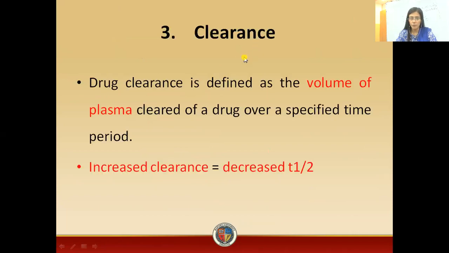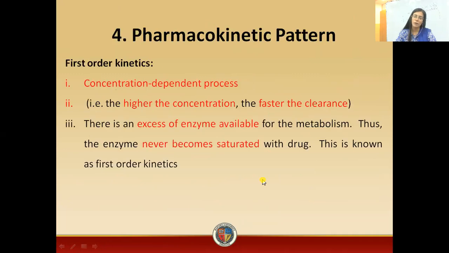Now coming towards the clearance. What is clearance? Drug clearance is defined as volume of plasma cleared of drug over a specified time. So increased clearance actually represents decreased plasma half-life of a drug. Now coming towards the main factor, that is the pharmacokinetic pattern. There we have discussed first order kinetics and zero order kinetics. We have already discussed these orders of kinetics in our video lecture of drug clearance and excretion.